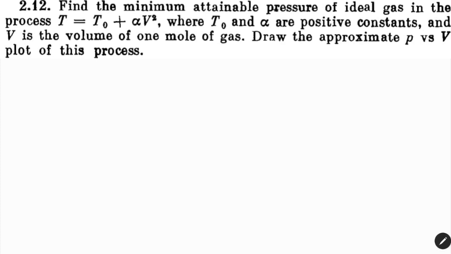So let us begin with the equation that is given to us. The given equation is T equals T naught plus alpha V square. Since there is no expression for pressure here, and I always state this whenever you are solving a problem mentioning ideal gas, we always have the additional equation PV equals nRT. Here n equals 1 mole, as mentioned in the problem. So we can rewrite this as PV equals RT, and from here we can write pressure as RT by V.